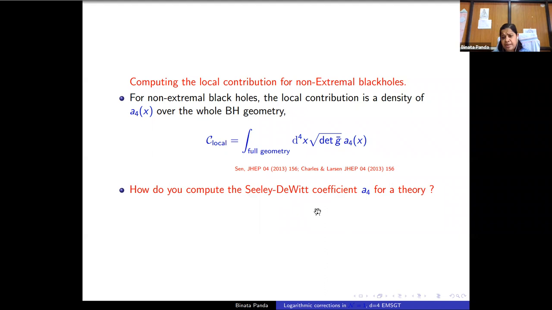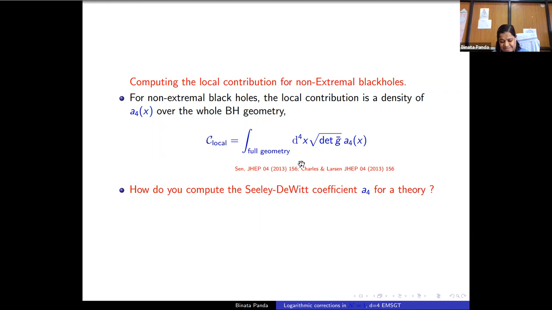I'm giving you the reference where this is done nicely, or you can refer to it. However, I will quote the final result from the paper: if you want to calculate the local contribution for the non-extremal black hole, you have to do this integration over the full geometry. Then it will give you the correct answer for the local contribution. Both approaches, the Euclidean gravity approach to treat the extremal ones, the quantum entropy function formalism, and the non-extremal ones, are well established. So I just tried to summarize it and write down the important points.